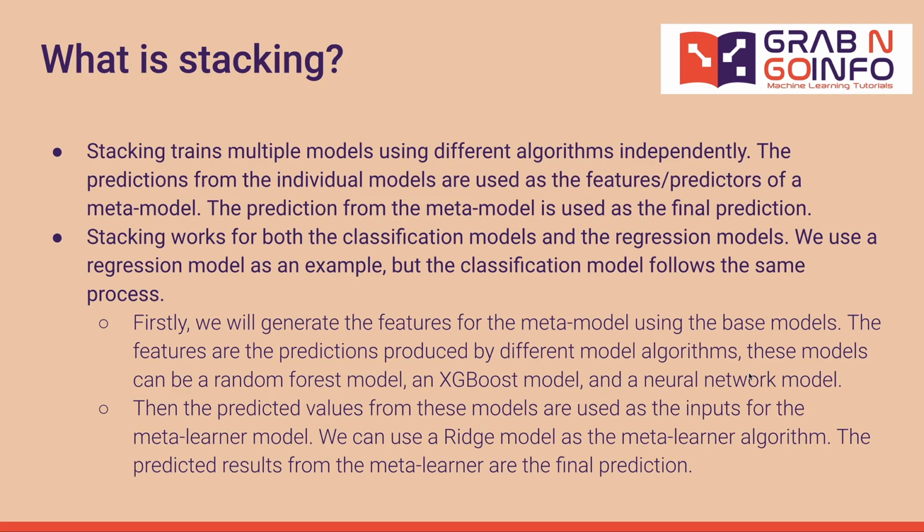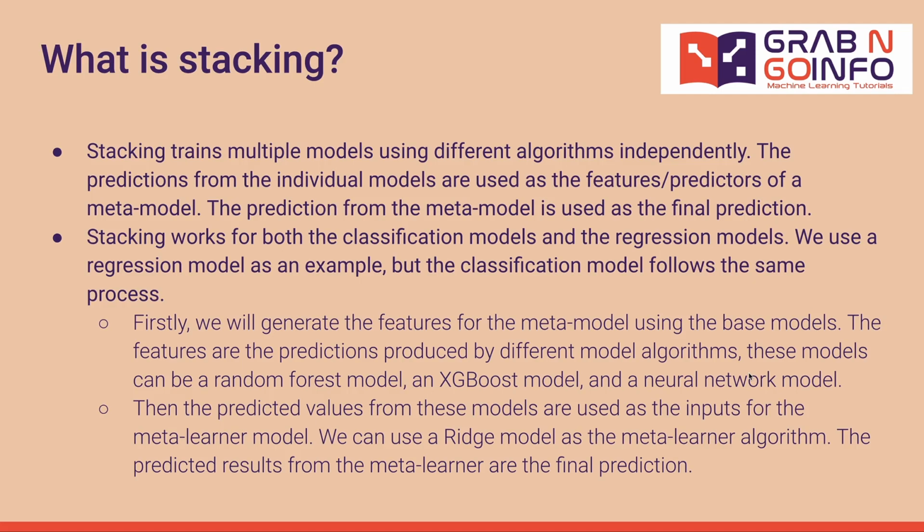Stacking trains multiple models using different algorithms independently. The predictions from the individual models are used as the features of a meta model. The prediction from the meta model is used as the final prediction. Stacking works for both the classification models and the regression models. We use a regression model as an example, but the classification model follows the same process.